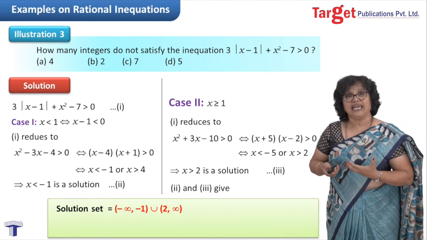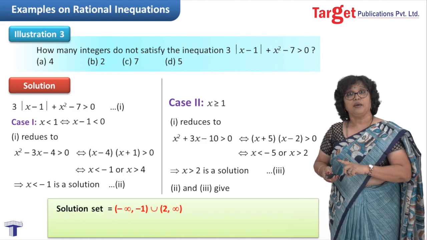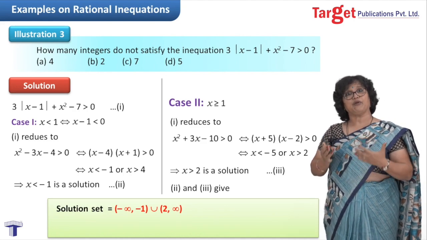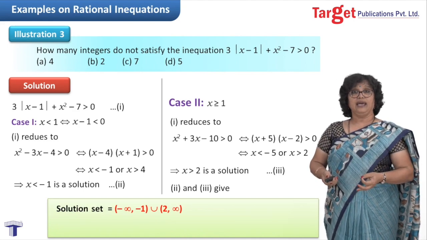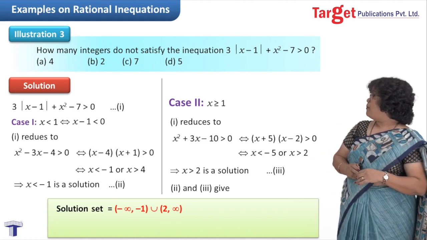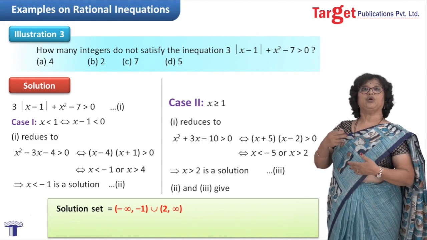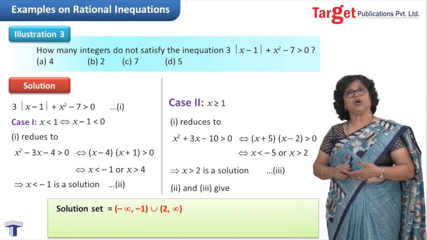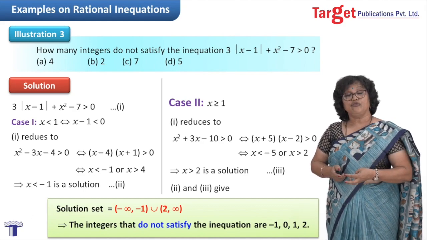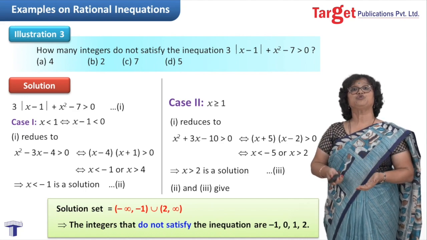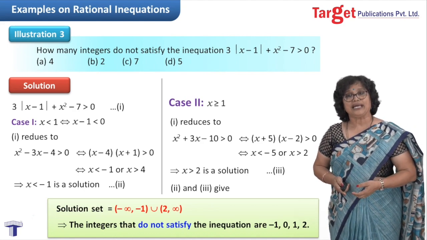But our aim is not to find solution set. Our aim is to find how many integers do not satisfy. Mind you, please, whenever you go for any competitive type of examination, read question carefully. Question says how many integers do not satisfy. And if I look at the solution set, minus 1, I have written with round brackets. So minus 1 is not included. Similarly, 2, I have written with round brackets. So 2 is not included. So the required integers would be minus 1, 0, 1, 2, which are not there in the solution set. So which all values do not satisfy? That is minus 1, 0, 1 and 2. So how many integers do not satisfy? 4. So the correct answer is A.